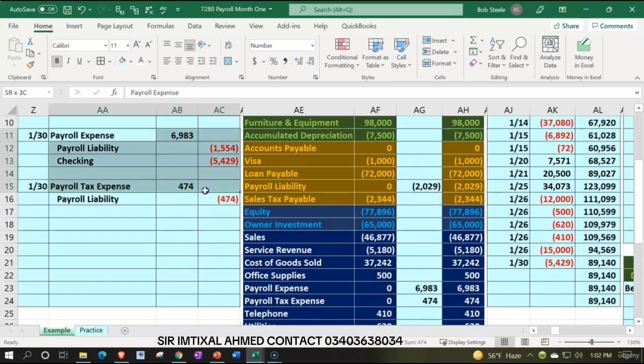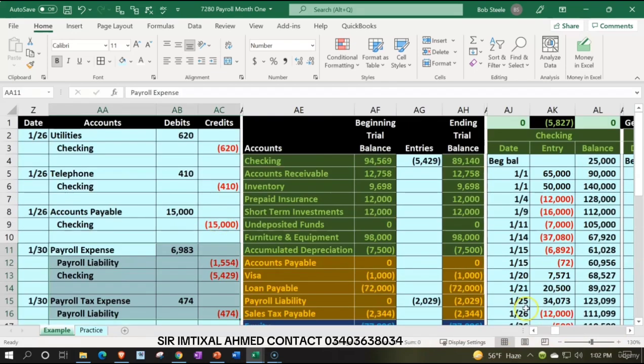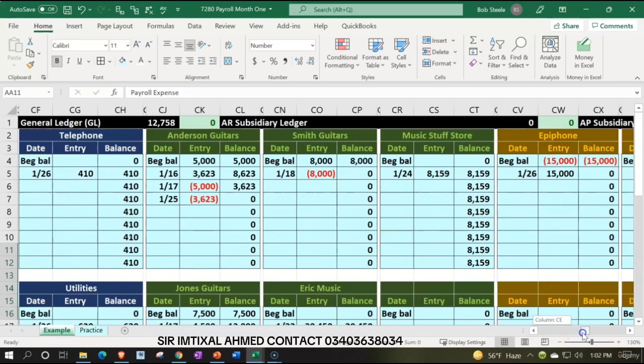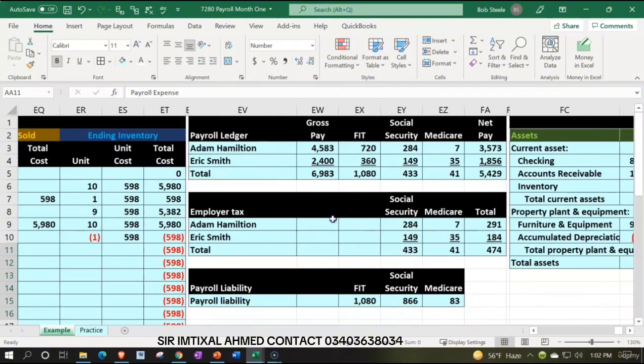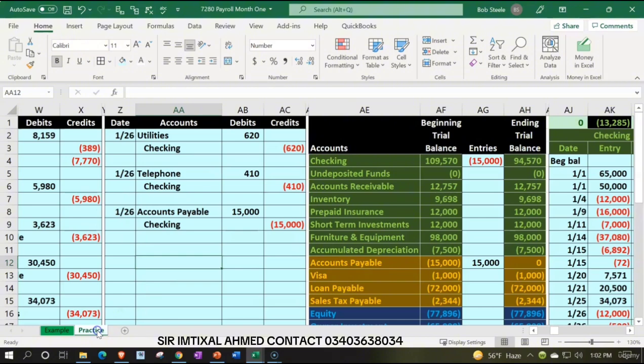But before we can, we're going to basically make a register, which is going to be all the way to the right here, which is going to be our focus this time. And then we'll use this register in order to enter the journal entries related to the payroll transactions. Let's go to the practice tab.